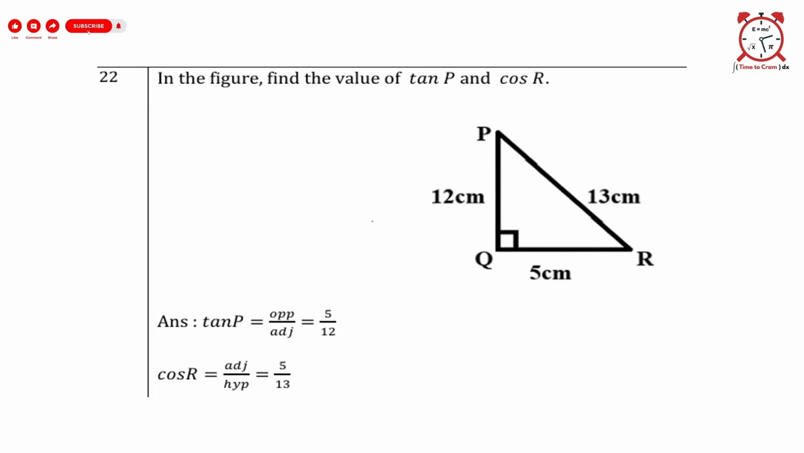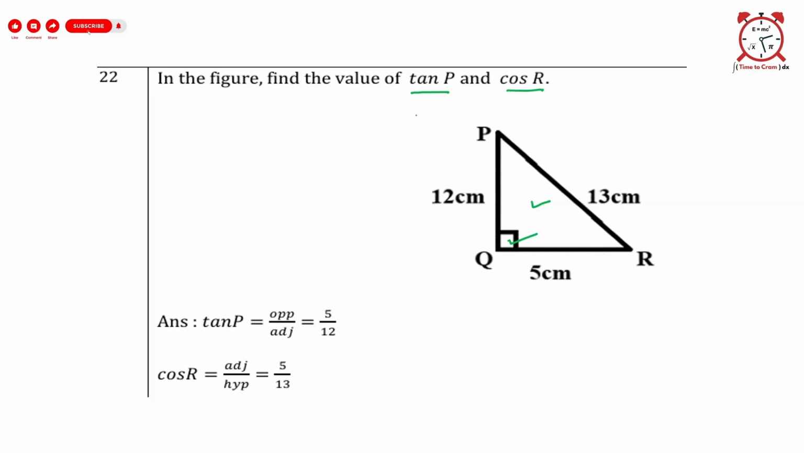Question number 22. Yes, a very good question from trigonometry. The figure is given. The figure is a right triangle. This is a 90-degree angle. So we have to find the value of tan P and cos R. We have learnt all the 6 ratios, so we have to recall them here.